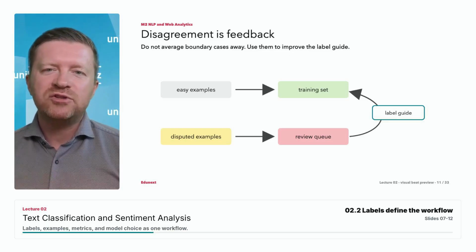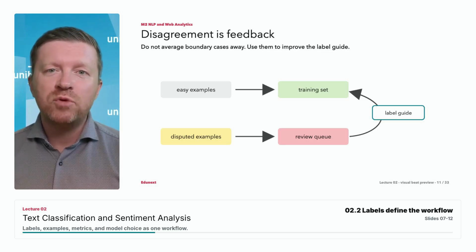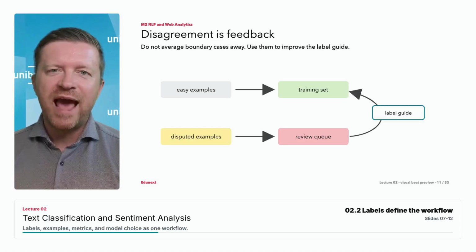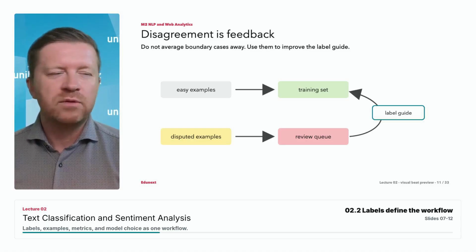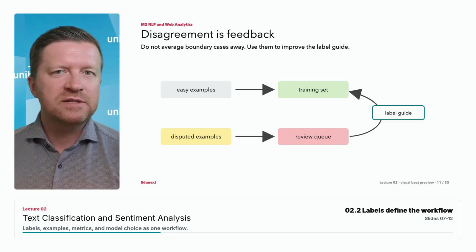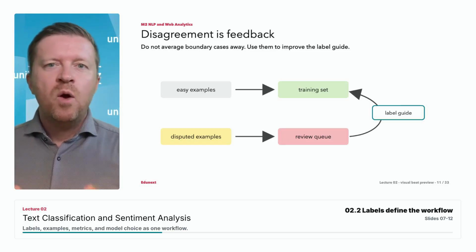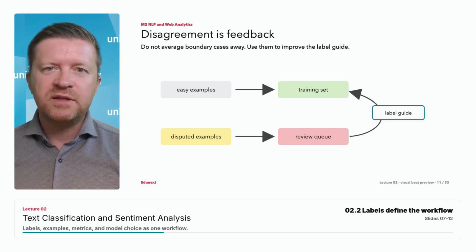This loop is not just quality control, it is how the team learns what the task really is. At the beginning, you may think you have 4 labels. After reviewing real examples, you may discover that 2 labels overlap, or that one important label is missing. That is normal. Good classification projects often improve the task definition before they improve the model. One useful mental model is this: the model should serve the label design, not compensate for a confused one.